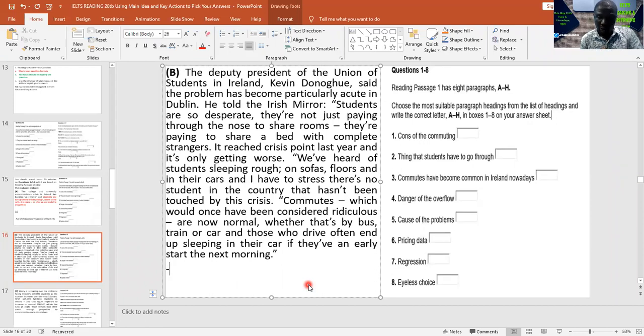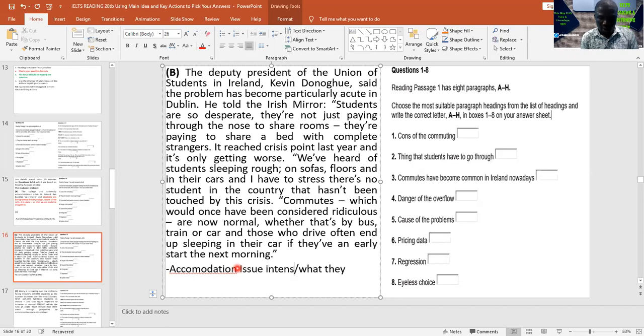Okay, so students are so desperate, and they are not just paying through the nose to share rooms, they are paying to share a bed with complete stranger. It is emphasizing that the problem is more intense in Ireland, and also what students respond. Okay, so let me say accommodation issue intense in Ireland, and what they go through in Dublin.